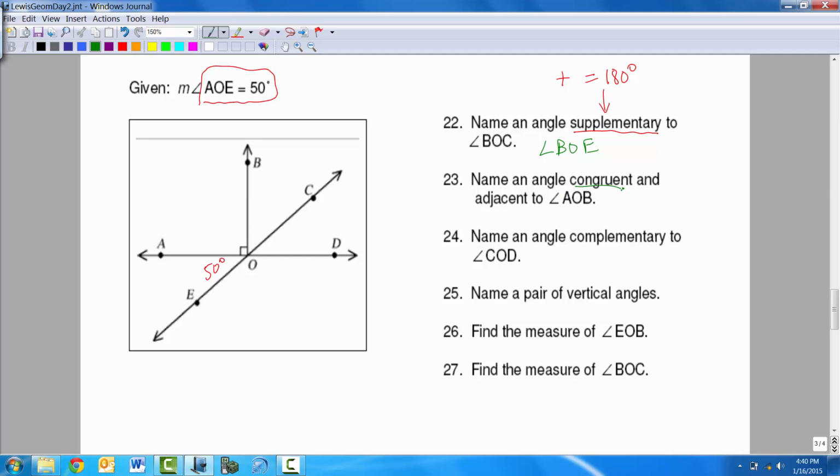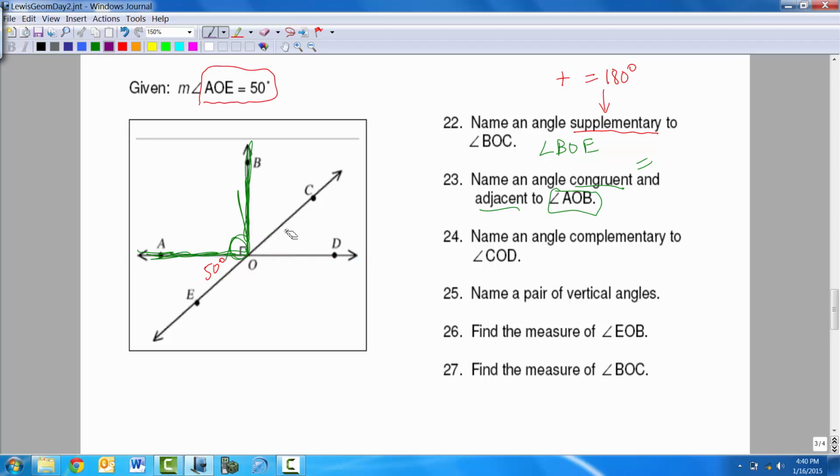Name an angle congruent. Congruent is almost like another word for equal. And adjacent. Adjacent means right next to or sharing a same side as AOB. So who is both congruent and adjacent to A to O to B? Well, A to O to B is this angle measure. Sorry for being sloppy with the pen. And this angle is 90 degrees. What's this measure from here to here? And the answer to that is 180, because this again is a straight angle. So what does that mean this measure must be from here to here? If this is 90, 90 plus 90 equals 180.